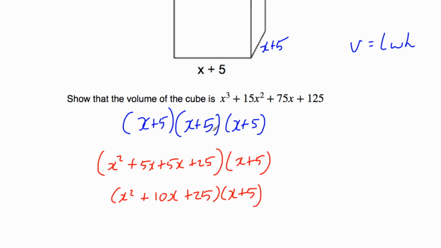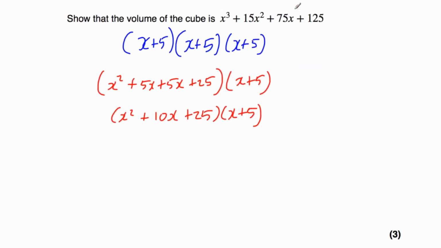So we've expanded our first two brackets, and now we just need to multiply it by the last bracket, and then that will give us the volume of the cube, which will hopefully be this. So let's expand these and see what we get. So x squared times x would be x cubed. x squared times 5 would be plus 5x squared. So we've done our x squared.